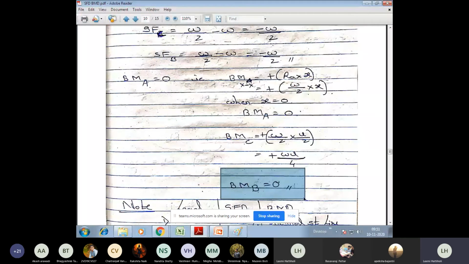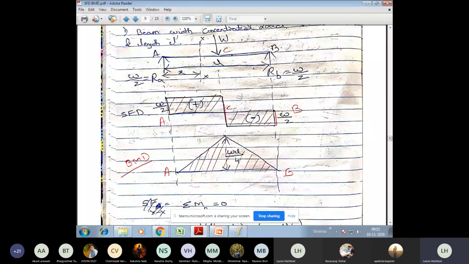So how do you draw the bending moment diagram for this? See, this is my baseline. From the equation, I got to know that bending moment at A is 0 and bending moment at B is 0. Always remember, one more point I'm going to tell you. Whenever you have concentrated load, the bending moment diagram will be an inclined straight line.